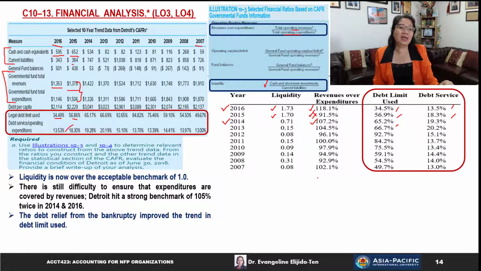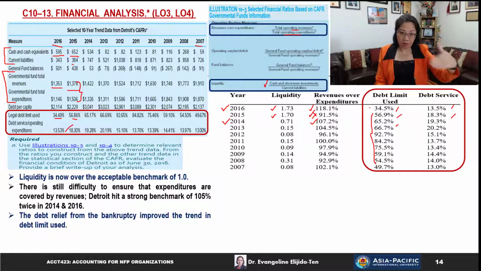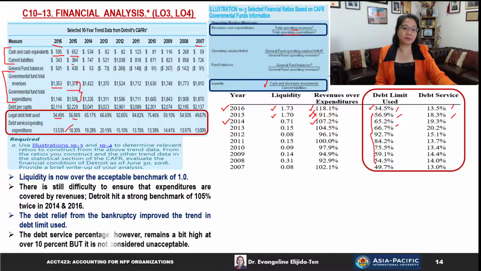What about the debt? The debt relief from the bankruptcy improved the trend in the debt limit used. As you can see here, their debt limit has always been above 50% for most of the time over the 10 years. But in 2016, it has been below the 50% limit. All right. So there is an improvement there, but whether they can sustain it or not is another thing.